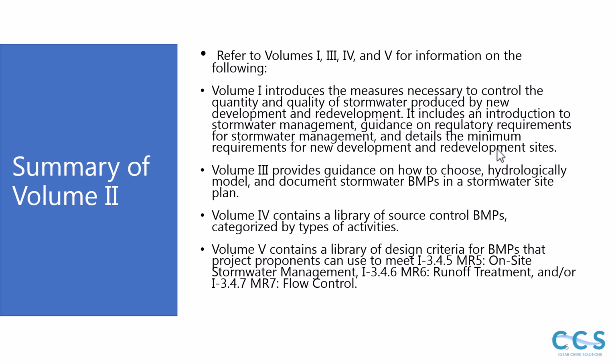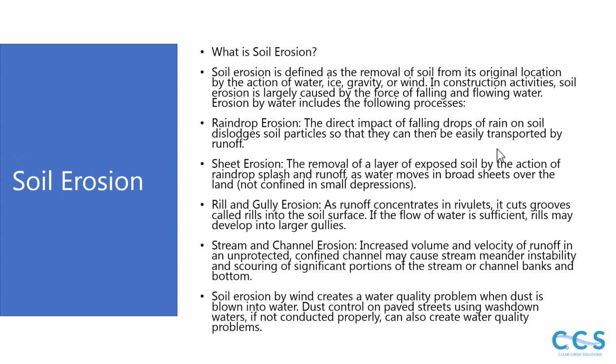Volume 3 provides guidance on how to choose, hydrologically model, and document stormwater BMPs in a stormwater site plan. Volume 4 contains a library of source control BMPs categorized by types of activities, and Volume 5 contains a library of design criteria for BMPs that project proponents can use to meet 1345, minimum requirement 5, on-site stormwater management, or 1346, minimum requirement 6, runoff treatment, and or 1347, minimum requirement 7, flow control.